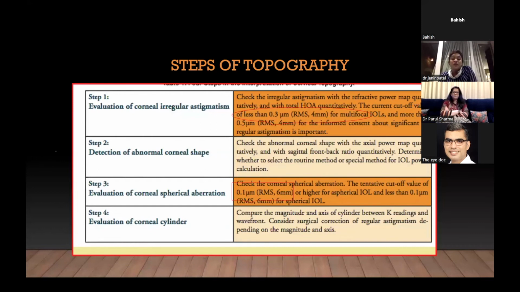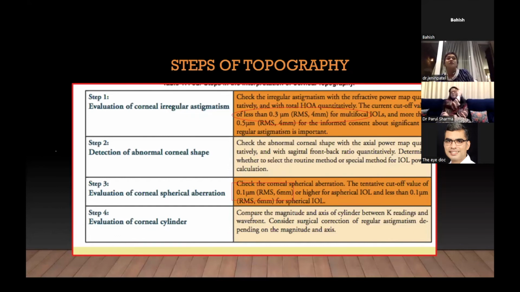So in this particular case, you have higher order aberrations. When you have higher order aberrations more than 0.3, it is an indication that the patient has higher order aberrations present in the cornea and you're dealing with corneal irregularities. You want to look at the abnormal shapes in the cornea, which we discussed in the maps before. You want to look at the corneal spherical aberrations also, which we discussed. We look at it with clinical examples. And you want to look at the corneal cylinder in the patient.